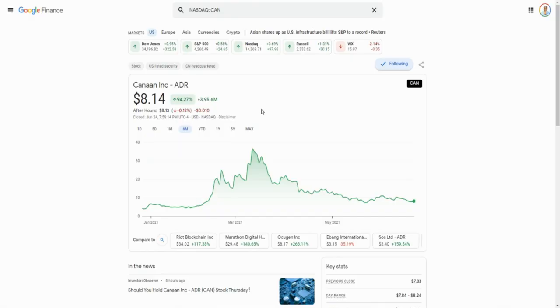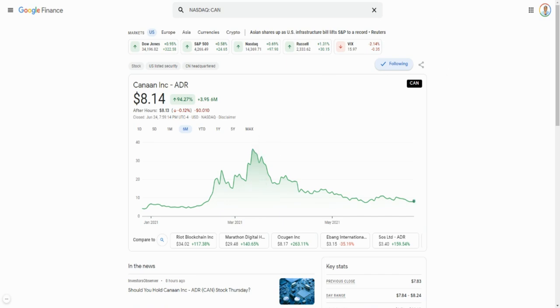As we are doing this video, you can see right here, Canaan is actually sitting at $8.14. That was before market close, after hours is $8.13. If you look right here, just for the last 6 months, the stock is up 94%, which is insane. So if you can see here, between March and April, the stock went to a high of about $36 and some change. That was on March 11.